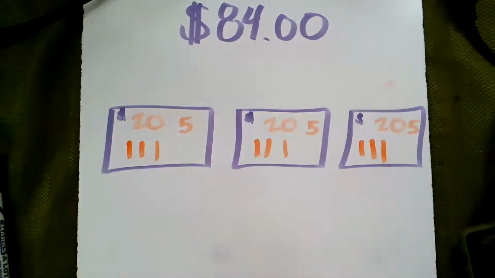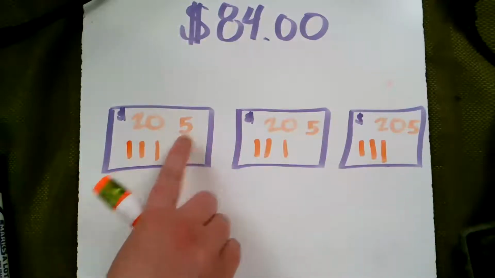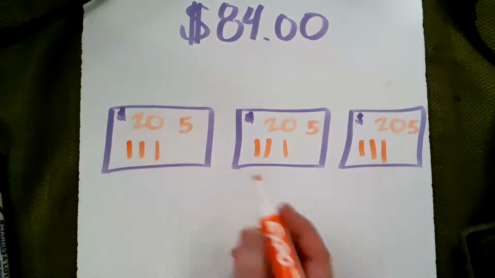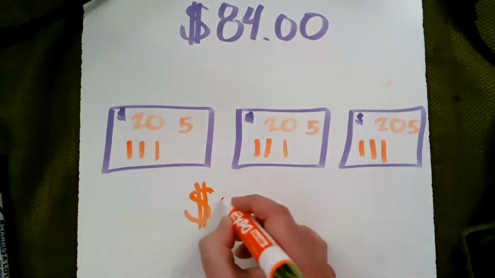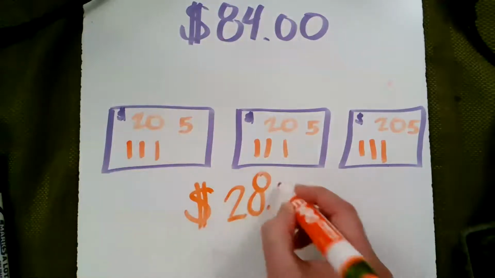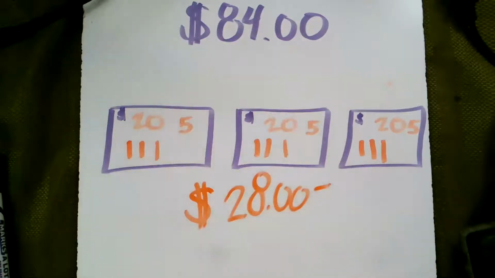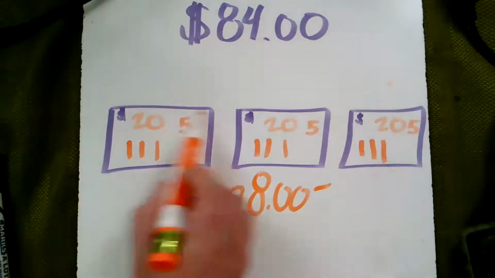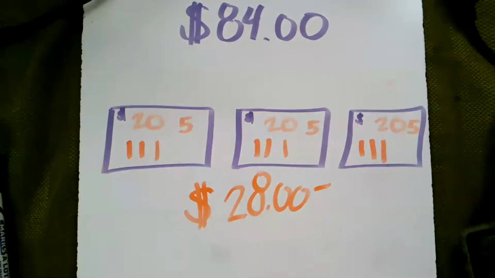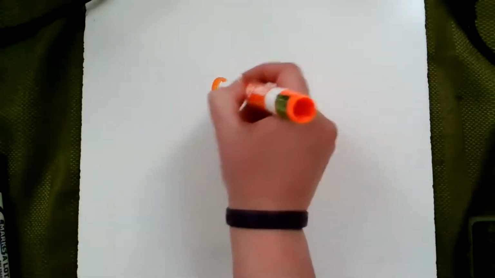So the question is, how much did each person get? 25, 26, 27, 28. So each person would receive $28. Each person equally received $28. So that's how we would break it apart if we were using the money pieces. Let's take a look at how we would do zone. So remember, with zone, we have our $84.